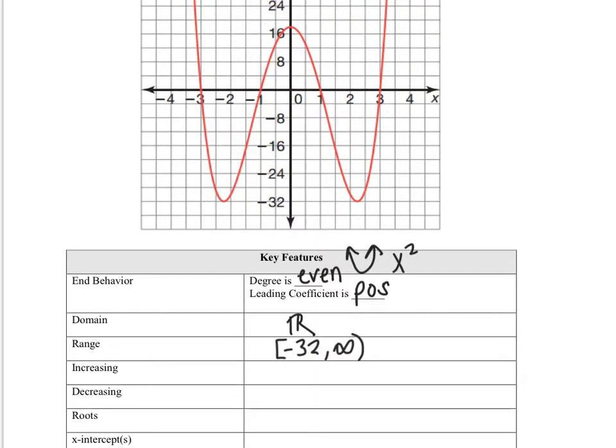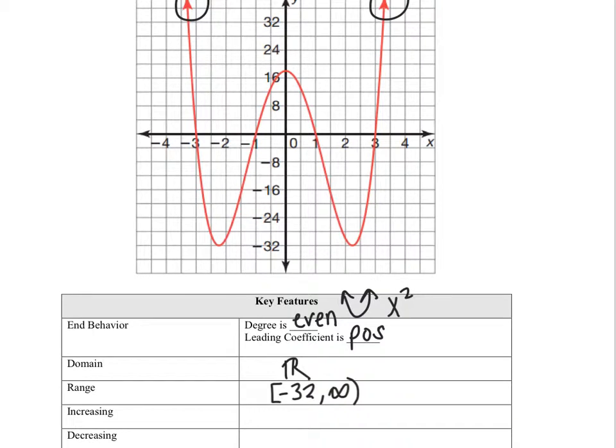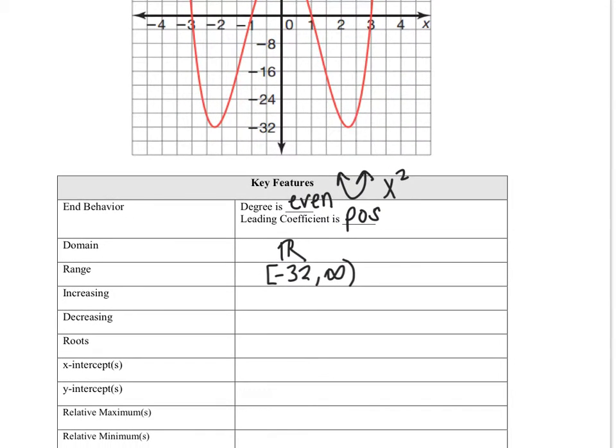So where does this thing cross the x-axis? Here, here, here, and here. So -3, -1, 1, and 3. Now remember, we always write roots as x values, not as points. So x equals -3, x equals -1, x equals +1, and x equals +3.